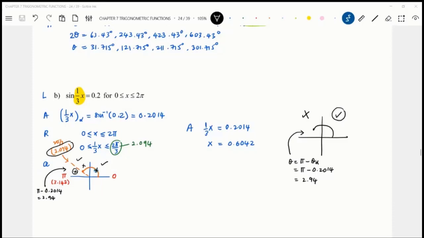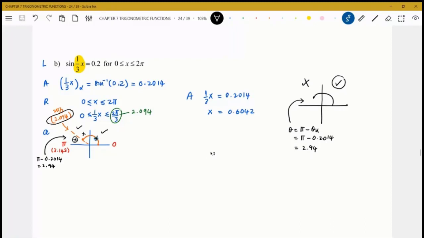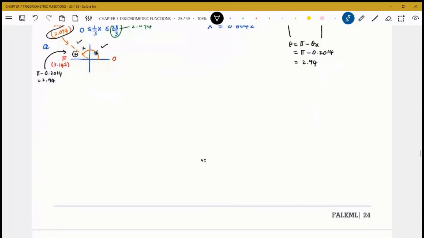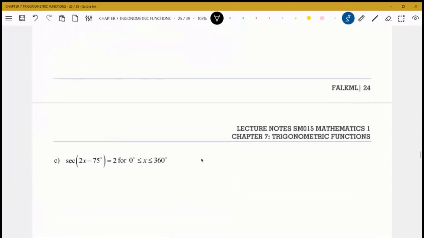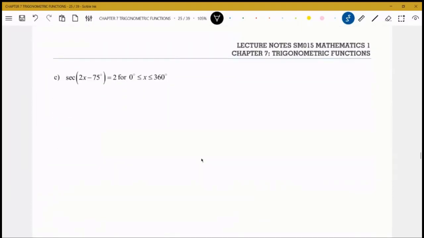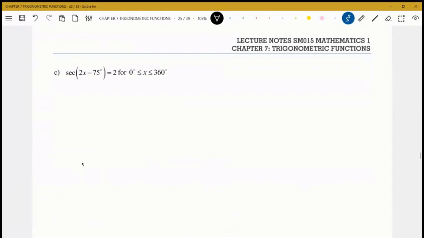Okay. So we proceed to the next one where we have it for the part C. Okay, part C ni kinda saya upgrade sikit soalan dia. Dia agak tricky. So kena tengok betul-betul. Okay, we have it secant 2x minus 75 degree. So ini adalah secondary trigo. So you have to change to be primary trigo which is in term of 1 over cos 2x minus 75 degree equal to 2. So you make it the cos 2x minus 75 degree as a subject.